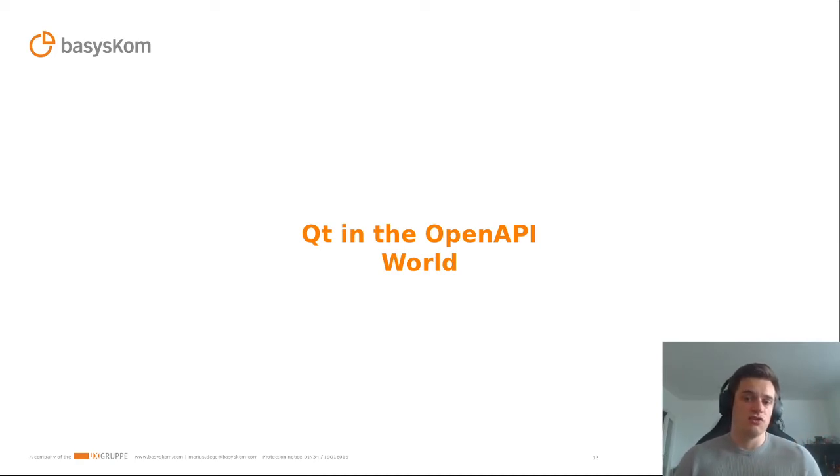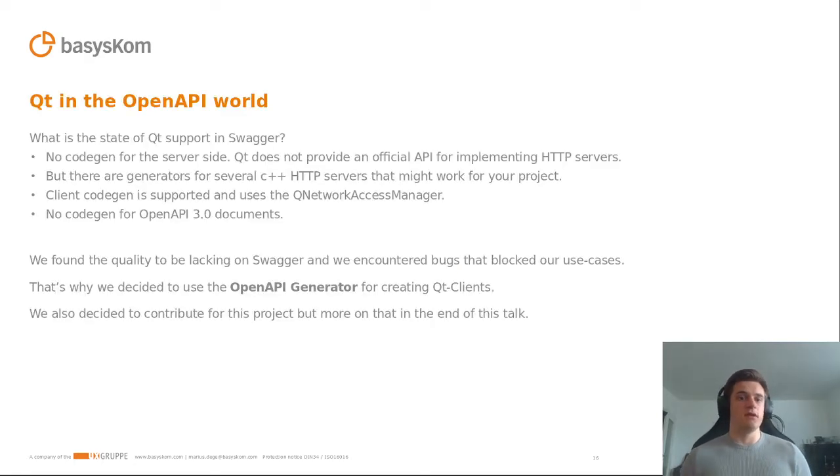Now everybody should know what it is about, what you can do with it, and why it is nice to have. And now we want to take a look into Qt. So how does Qt fit in the OpenAPI world? I want to start off with a first overview of the state of Qt support in Swagger, and more precisely, we take a look at the code generator.